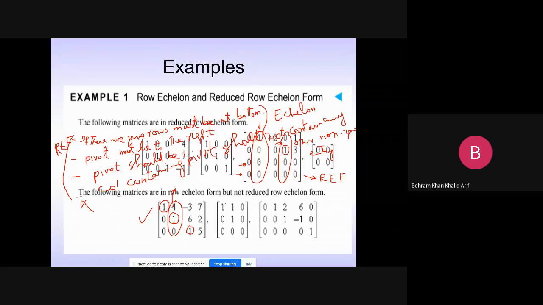This is a pivot, this is a pivot, and we are having one zero row which is at the bottom. Pivots are to the right, so they are in echelon form. Even though the third condition is satisfied, the pivots are 1 as well; for echelon, it is not necessary. But if you see the second column which contains a pivot, there is a 1 in it, so it is not satisfying the fourth condition. Therefore, this is in echelon form, but not in reduced echelon form.